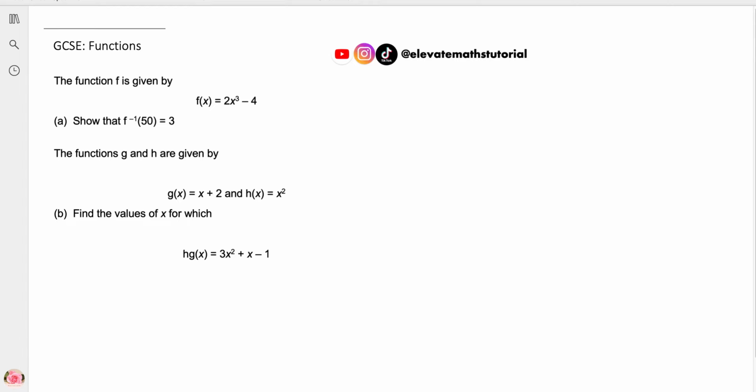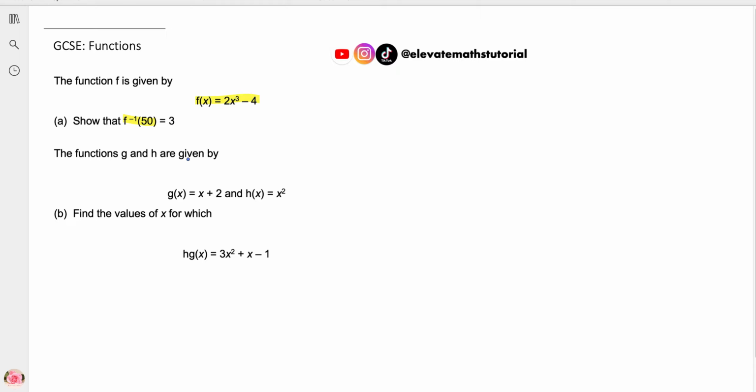So this is a question from GCSE Higher. The topic is functions. The function f is given by f of x equals 2x cubed minus 4. Show that f inverse of 50 is equal to 3.